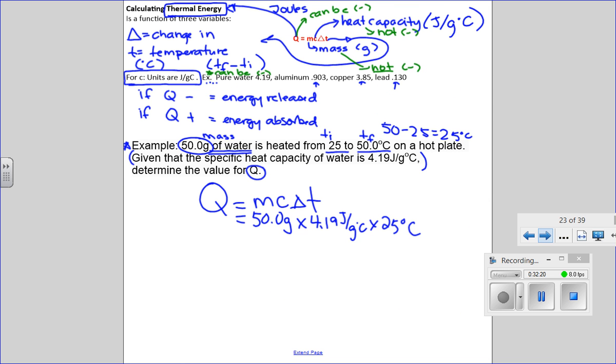Now when you put this in your calculator, what you actually get as your answer needs to be rounded off because of significant digits. So what you actually get is 5,237.5.